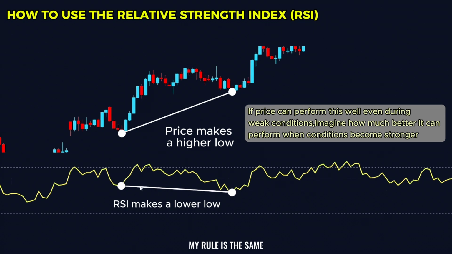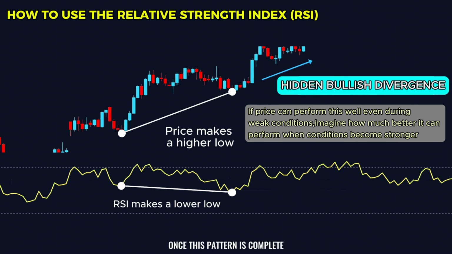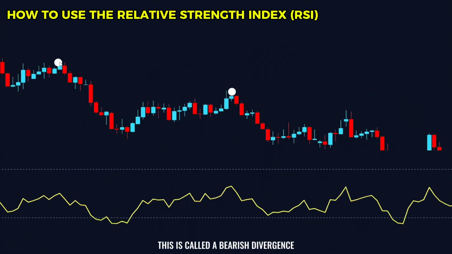My rule is the same. The first RSI high should be inside the overbought zone. Then, as the RSI weakens, it should move back below the overbought zone. This tells us that momentum is weakening. Once this pattern is complete, we can prepare to open a short position. This is called a bearish divergence. Just like before, we don't open the trade immediately. We wait for price action confirmation.